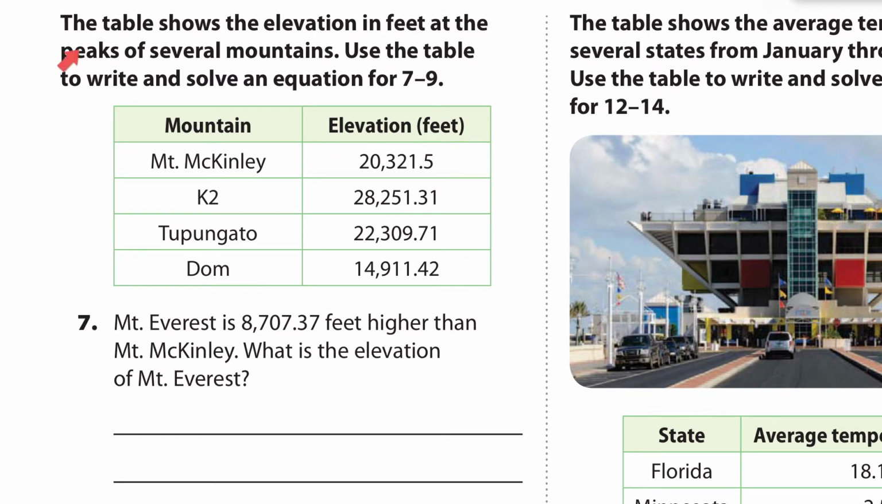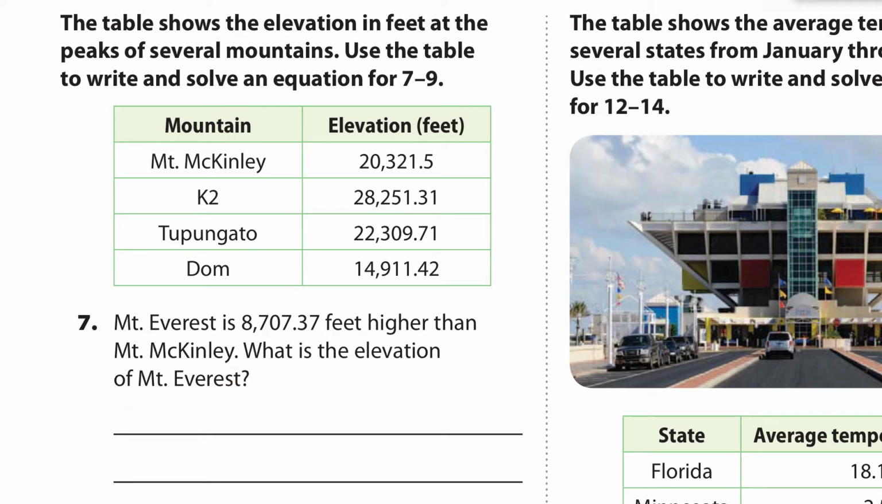Here it says the table shows the elevation in feet at the peaks of several mountains. Use the table to write and solve an equation for numbers 7 through 9. So we're going to write an equation first. Mount Everest is 8,707.37 feet higher than Mount McKinley. What is the elevation of Mount Everest?